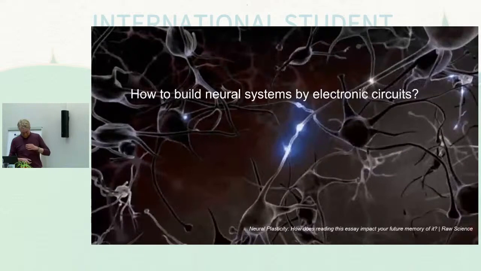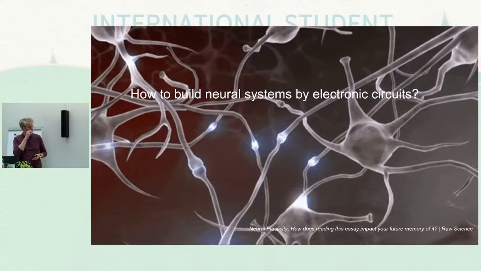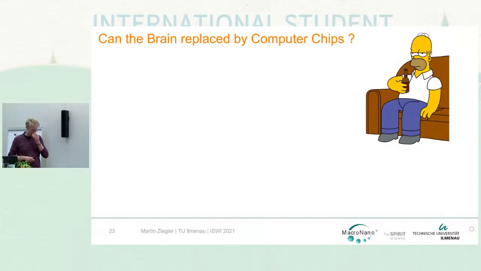Now, how to do that? Perhaps a very easy approach, or an easy question we can ask: can the brain be replaced by computer chips? We have our computer chips, they are very powerful. Can we just replace a brain by a computer chip? Even my estimation is not completely correct, but it should motivate you a little bit for the situation.